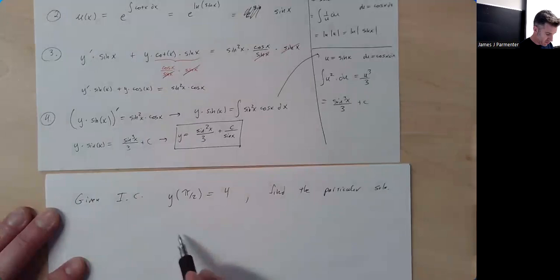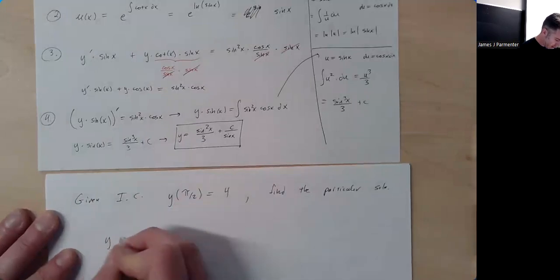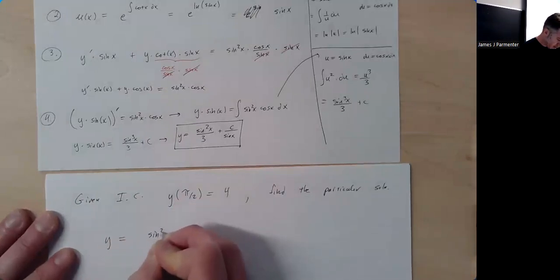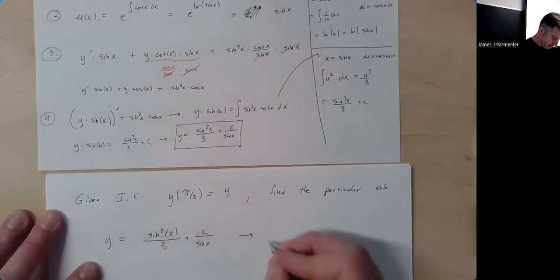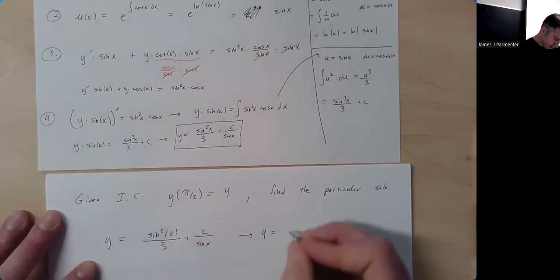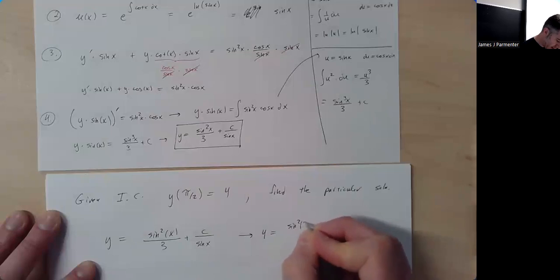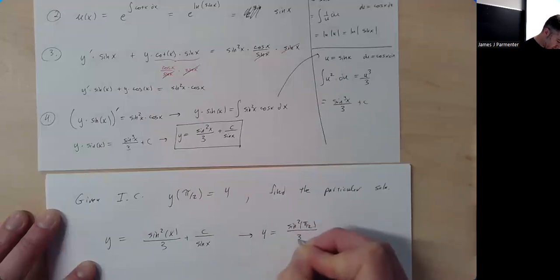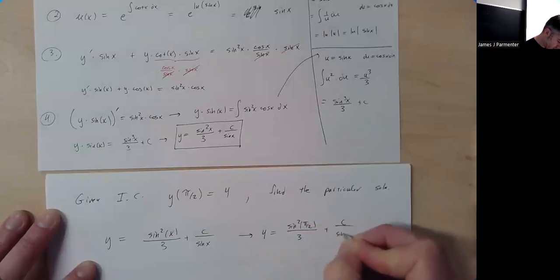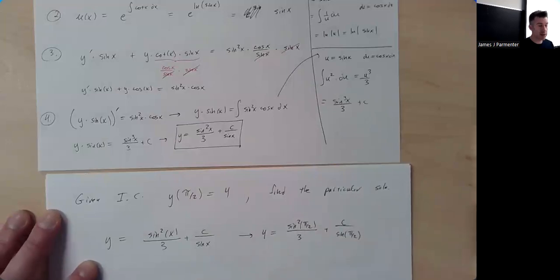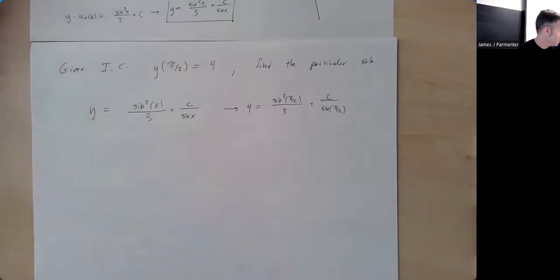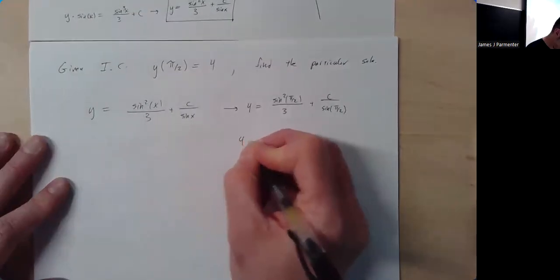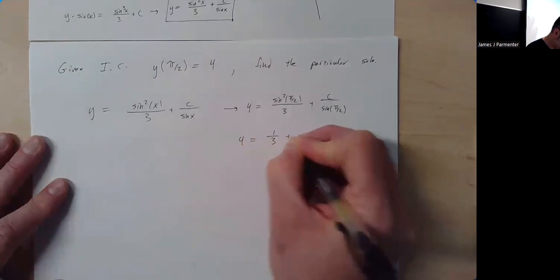So we're just going to throw this into our formula and say, okay, great. So if we know that y equals sine squared of x divided by 3 plus c over sine of x, well, I'm going to plug in 4 for y and pi over 2 for x. So sine squared of pi over 2 over 3 plus c over sine pi over 2. Luckily, the person making up this problem picked a nice value for the angle. Sine of pi over 2 is just 1. So we end up getting 4 equal to 1/3 plus c.